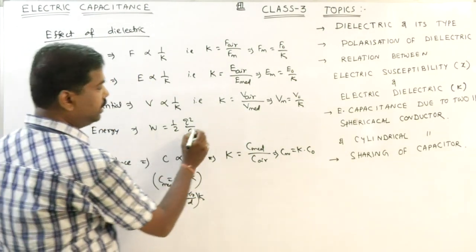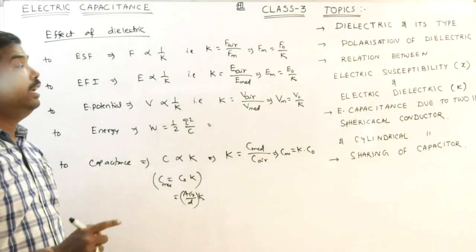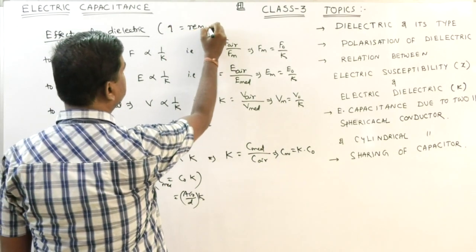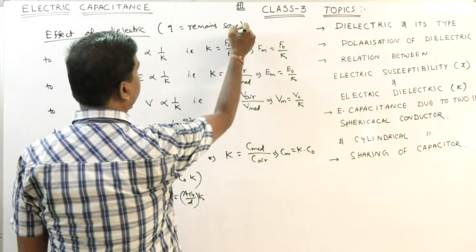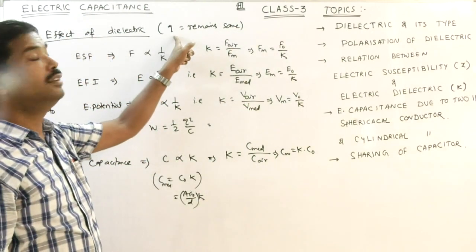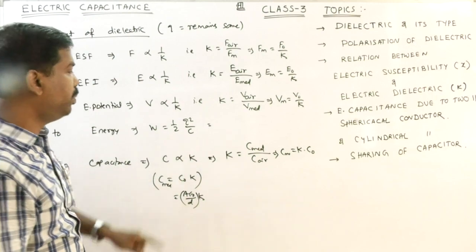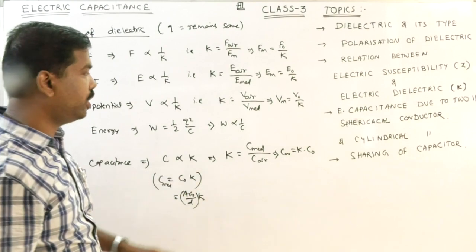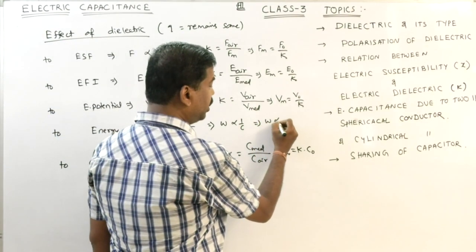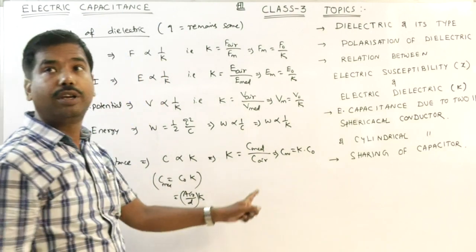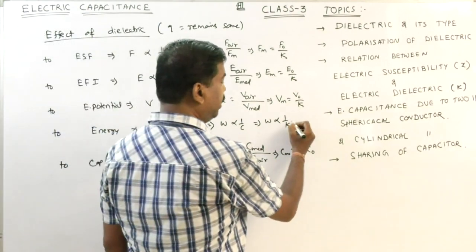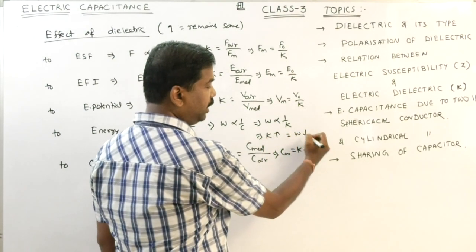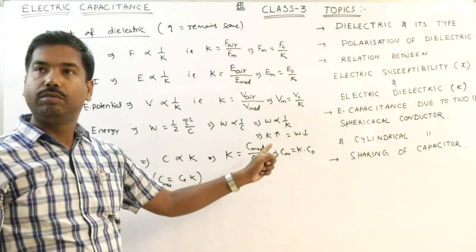Now to discuss the energy. What remains constant if a dielectric is introduced? Q remains the same. Dielectric constant does not affect the charge. As Q remains constant, W is proportional to 1 by C, and C is proportional to K. So we can conclude that W is proportional to 1 by K. Clear? So with increase in dielectric constant, potential energy decreases. Clear?